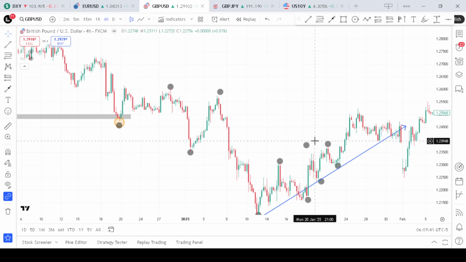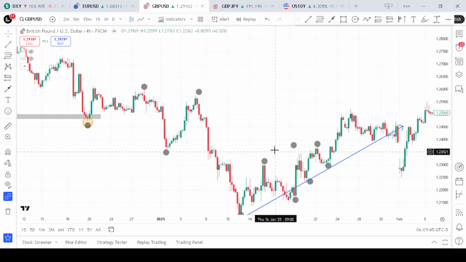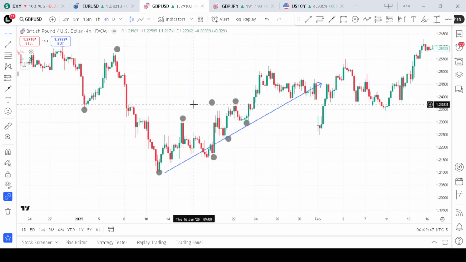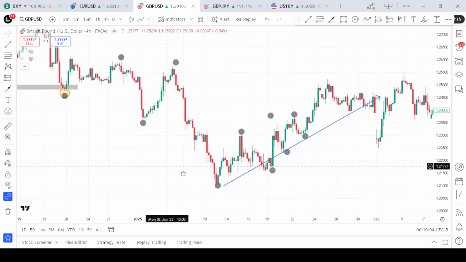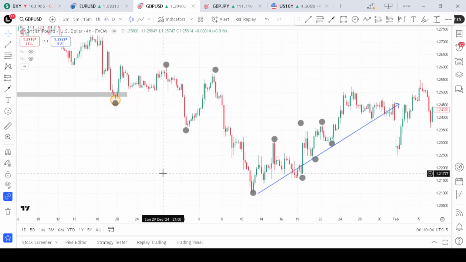How does this strategy work? Swing highs often act as resistance levels where price struggles to move higher and reverses downward. On the other hand, a swing low serves as a support level where price halts its decline and reverses back upward in the market. Let's see how we can identify swing points.